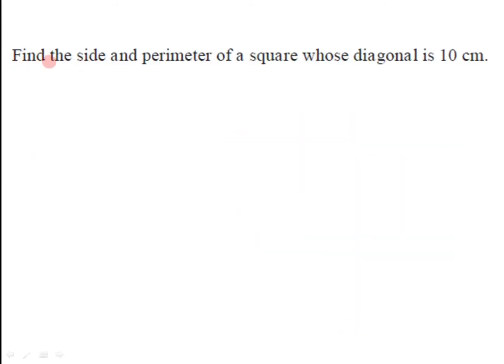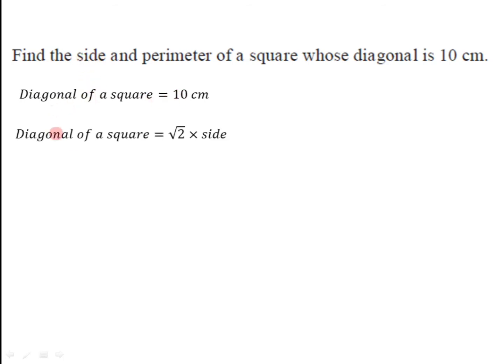Next question is find the side and the perimeter of a square whose diagonal is 10 centimeter. So for a square, the diagonal is given. That is the diagonal of a square is 10 centimeter. Firstly, we should find its side. So we have the relation between the side and diagonal of a square. That is diagonal of a square is equal to root 2 into side. Diagonal is 10, that is equal to root 2 into side. If you take root 2 to the left hand side, it will be in the denominator. So as to get 10 divided by root 2, that is equal to side.